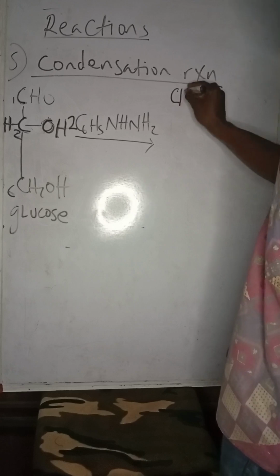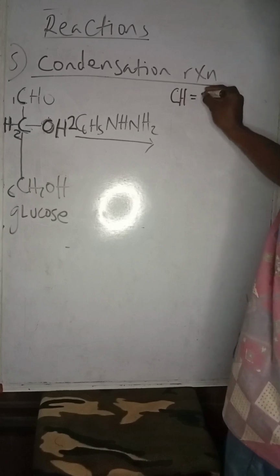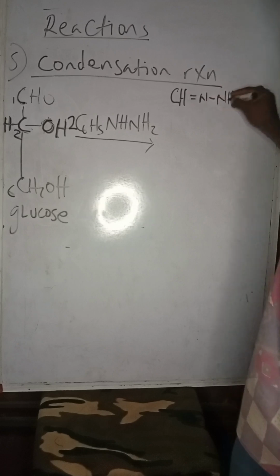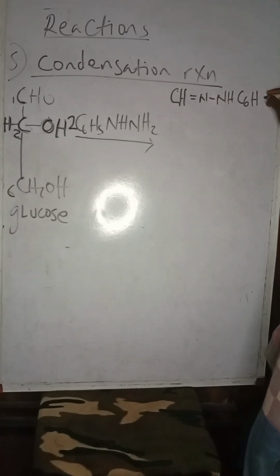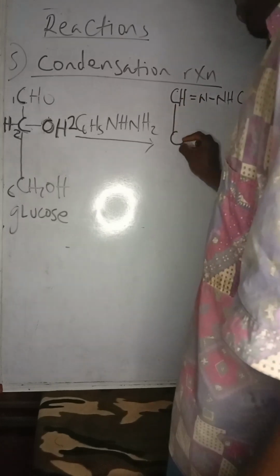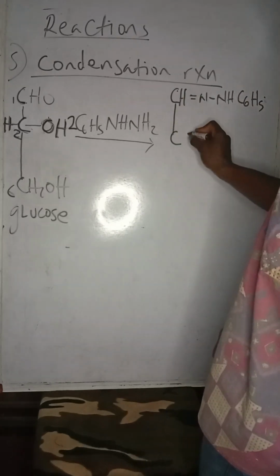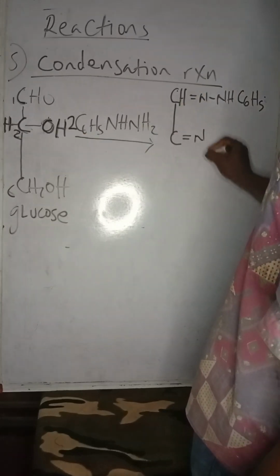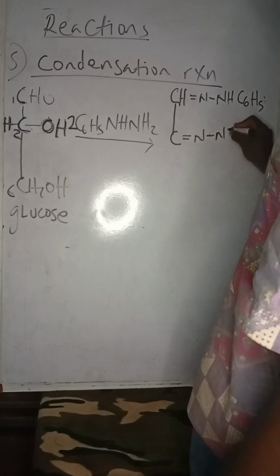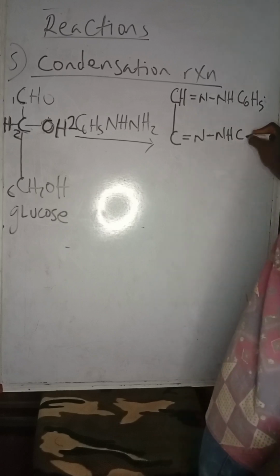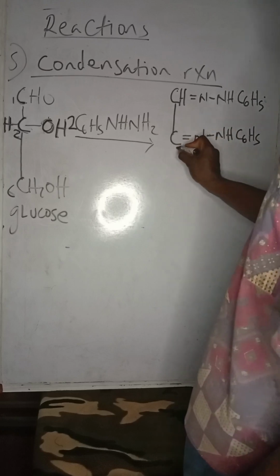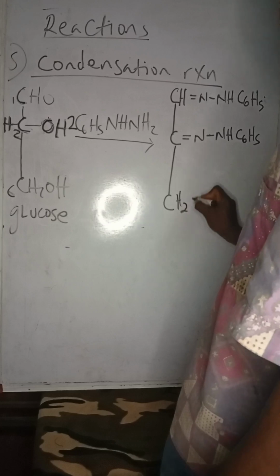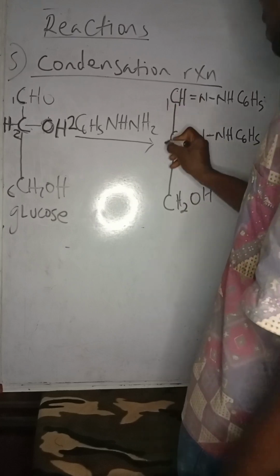I'm going to have CH, double bond N, NH with the phenyl group C6H5, going down to carbon 2. Carbon 2 was affected, so the H2O leaves from carbon 2. Then we have double bond N, single bond NH to C6H5. Then we have the other carbons 2, 3, 4, 5. Let me just show carbon 6. So this is carbon 1, carbon 2, and carbon 6.